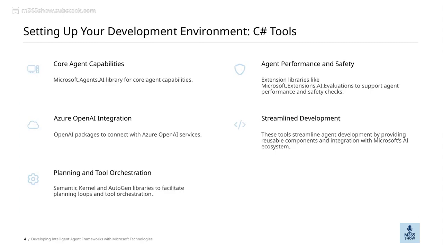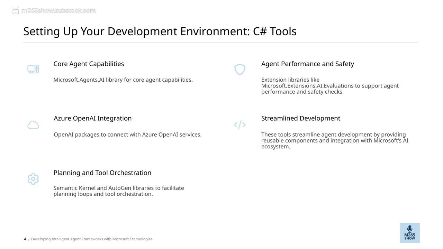Let's talk about setting up your development environment with C# tools, which are essential for building intelligent agent frameworks using Microsoft technologies. These tools are designed to streamline your development process by providing reusable components and seamless integration with Microsoft's AI ecosystem. First, you'll find extension libraries like Microsoft Extensions AI Evaluations. These are particularly useful for supporting agent performance and safety checks, helping ensure your agents operate reliably and securely.